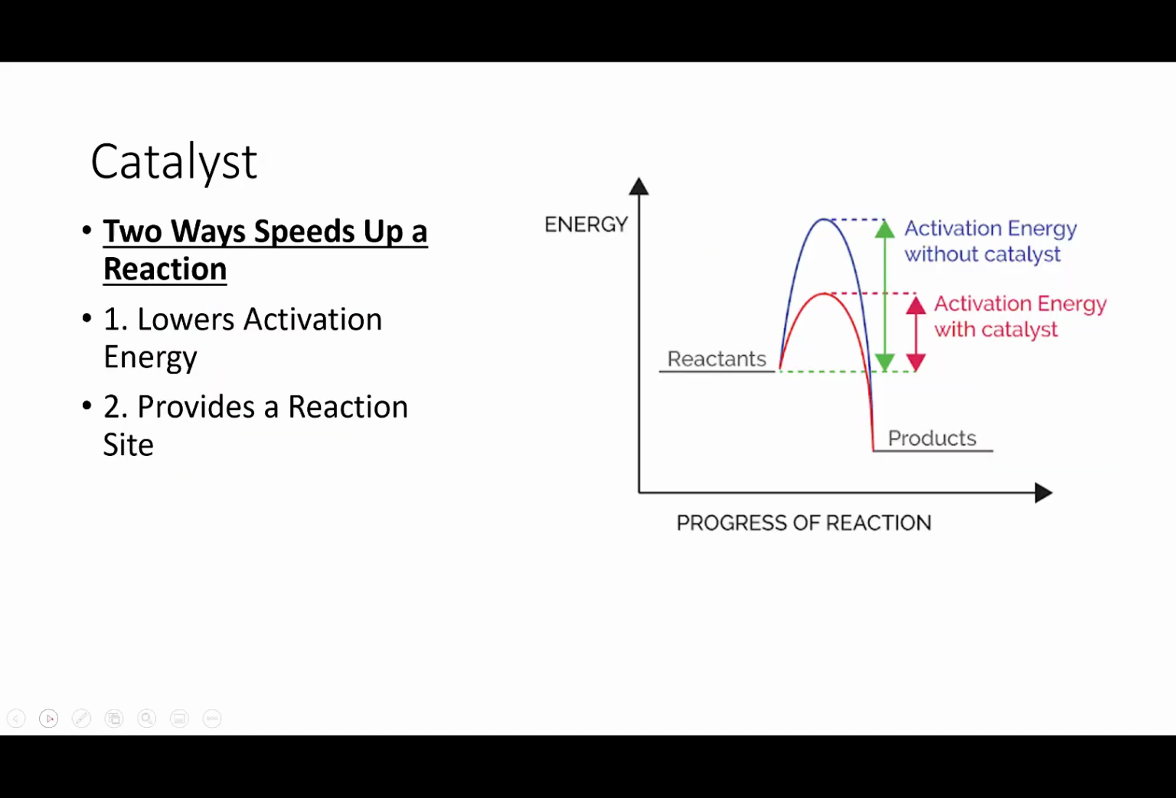There are two ways that catalysts speed up chemical reactions. One is to lower that activation energy hill. The other one is to provide a site or place for chemical reactions to occur.